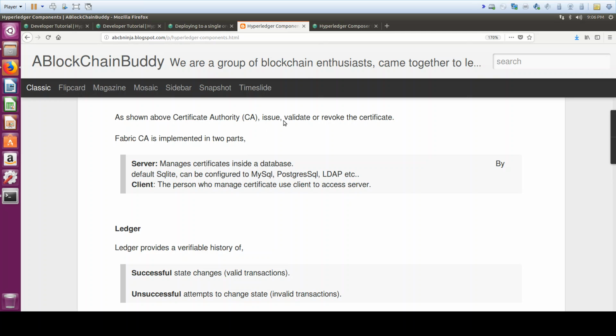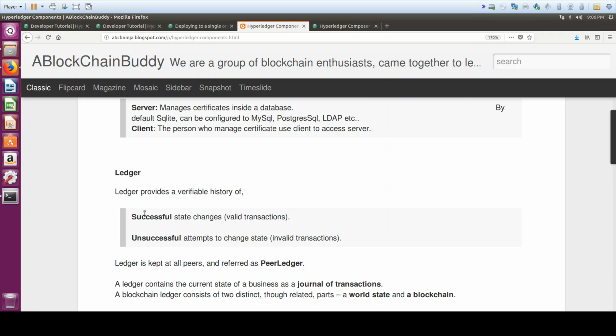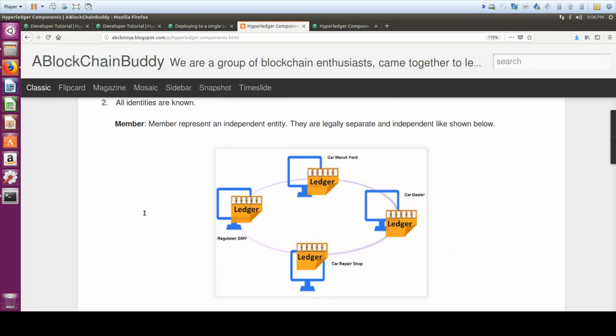The certificate authority, CA, issues, validates or revokes certificates. Fabric CA has a server and a client, and manages certificates inside a database. The default is SQLite, which can be configured to MySQL, PostgreSQL, or LDAP. So if an organization has an LDAP, that can be linked to this certification authority. The person who manages certificates uses the client to access the server. So this has a client access. That's what we have covered so far.